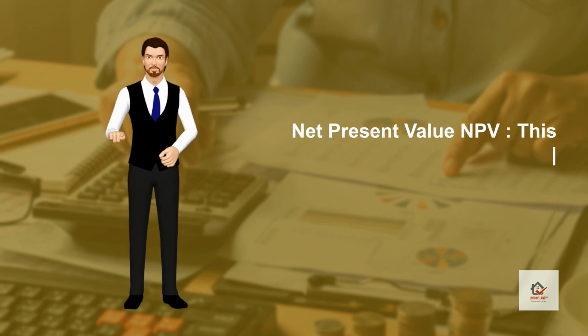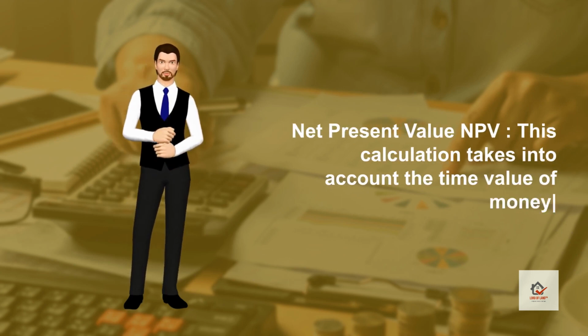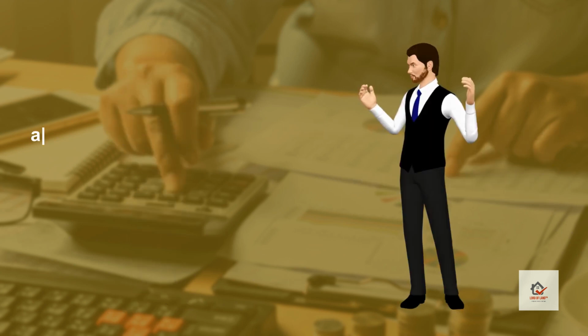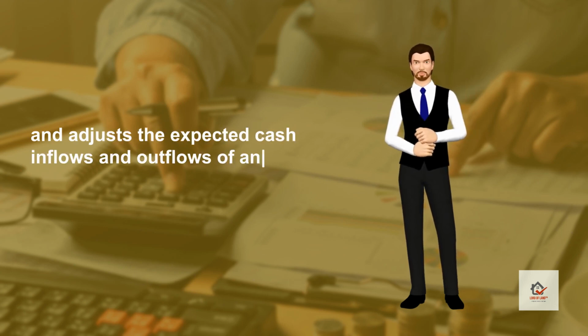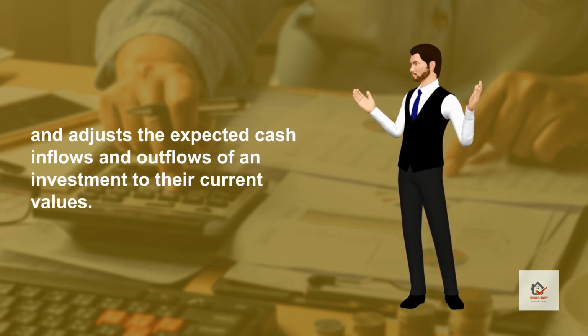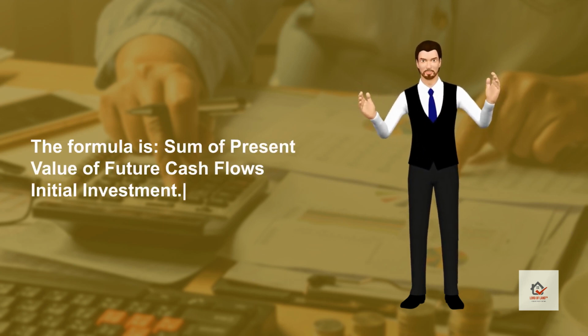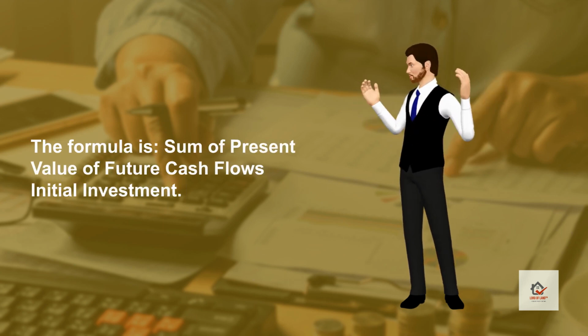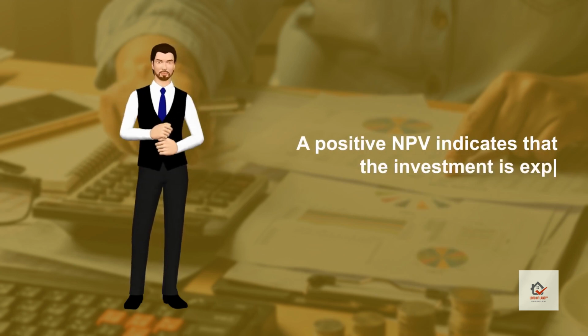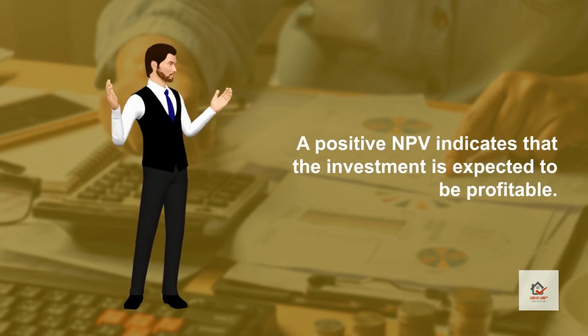Net present value (NPV). This calculation takes into account the time value of money and adjusts the expected cash inflows and outflows of an investment to their current values. The formula is the sum of the present value of future cash flows minus the initial investment. A positive NPV indicates that the investment is expected to be profitable.